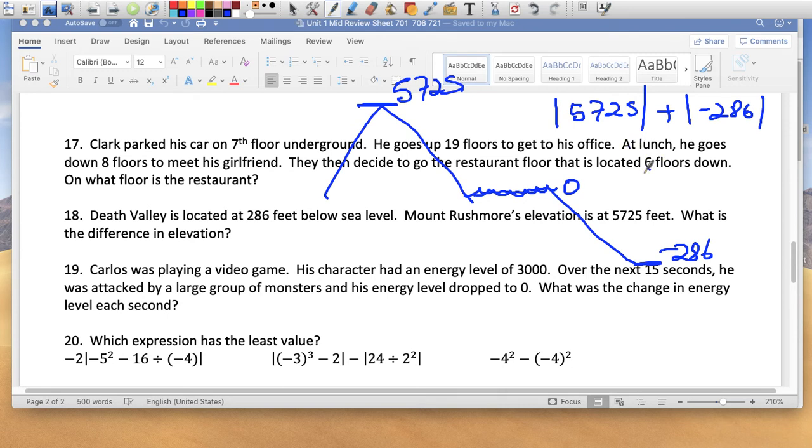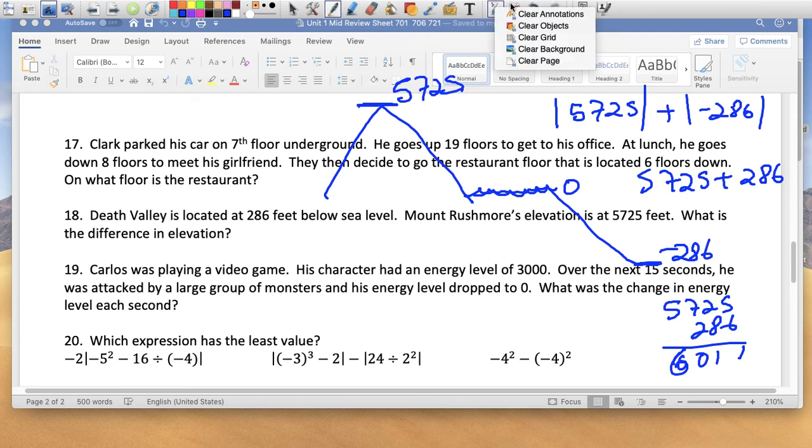We add both distances, you've got 5,725 plus the absolute value here of -286, which is just 286. And you add those up and you get 6,011. 6,011 feet separates both locations.